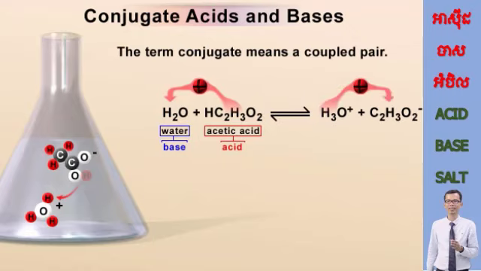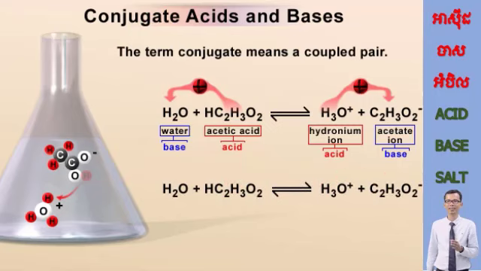In the reverse direction, right to left, the hydronium ion donates a proton to the acetate ion. In this case, the hydronium ion is acting as an acid by donating a proton, and the acetate ion is acting as a base by accepting a proton. Notice that water acts as a base on the left side of the equation and forms the hydronium ion, which acts as an acid on the right side of the equation. The hydronium ion is therefore referred to as the conjugate acid of water.